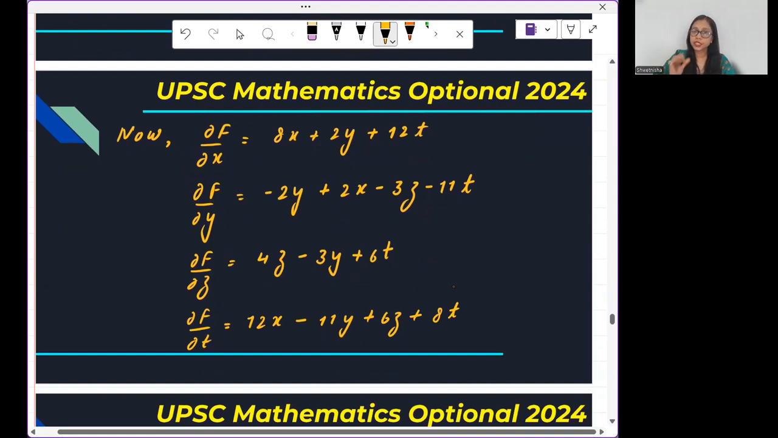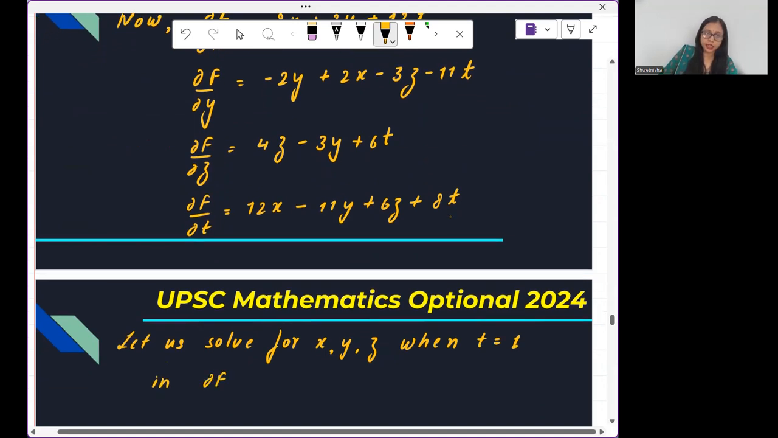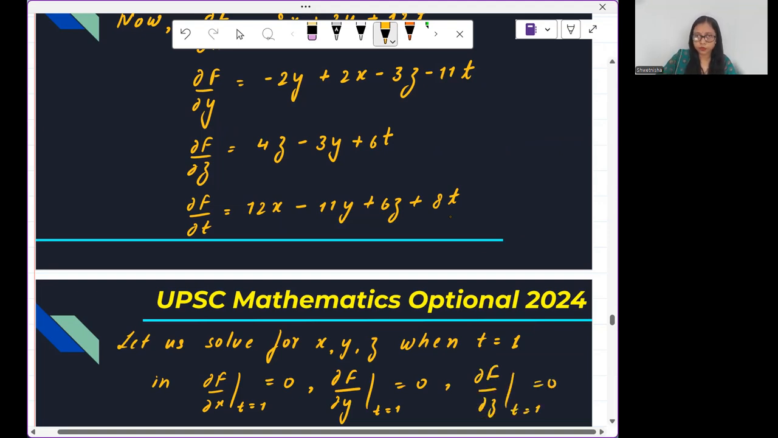Now we solve three of them by substituting t is equals to 1. Okay, so let us solve for x, y, z when t is equals to 1 in del f by del x, t is equals to 1 is equals to 0. This is first equation you have. Del y, t is equals to 1 equals to 0. Del z, t is equals to 1 is equals to 0.